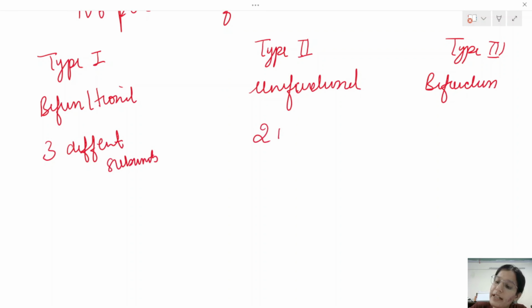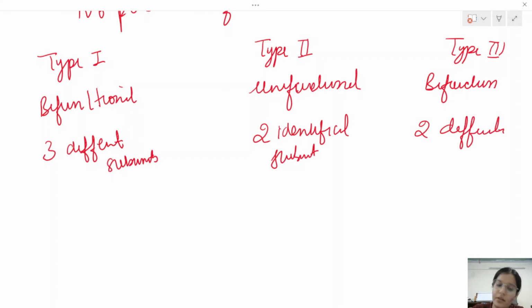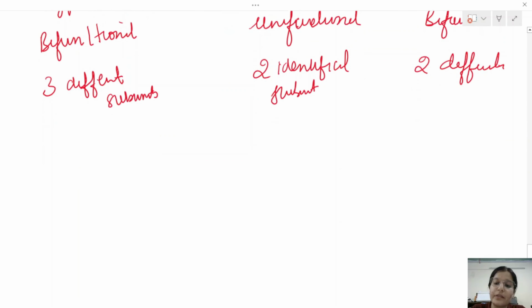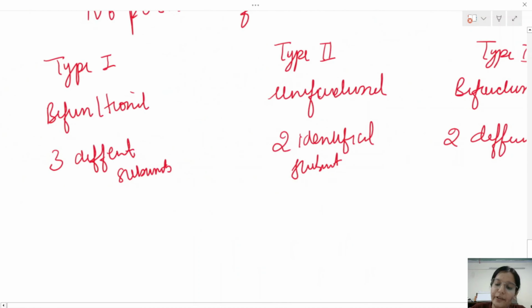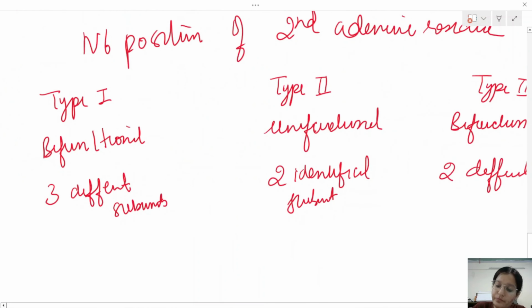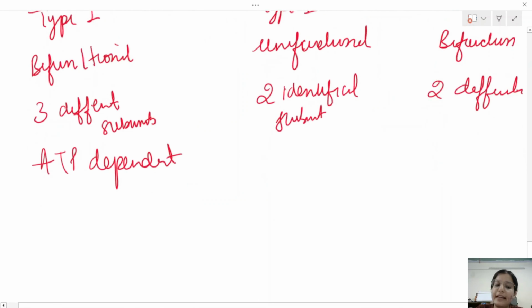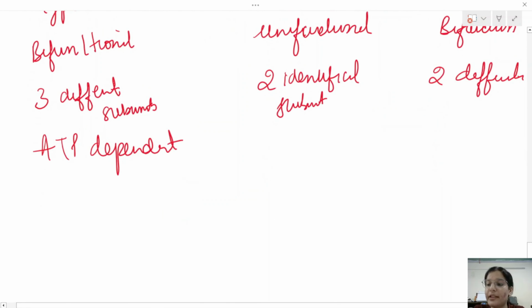So type 1 has 3 different subunits. They have 2 identical subunits, and it has 2 different subunits. So type 1 is ATP dependent. Type 2 is ATP independent, and type 3 is again ATP dependent.